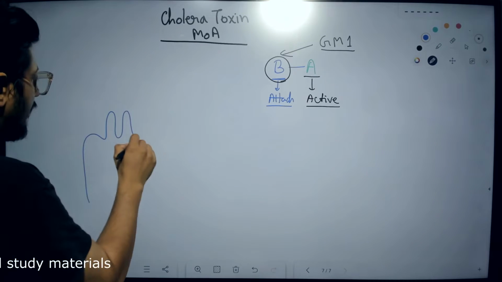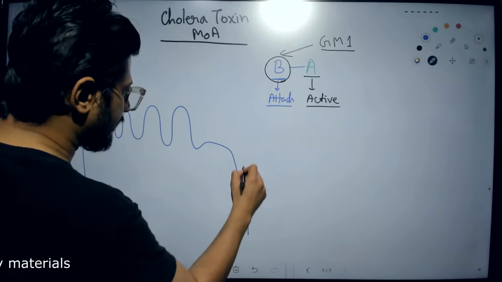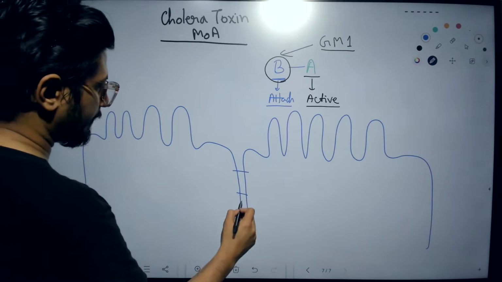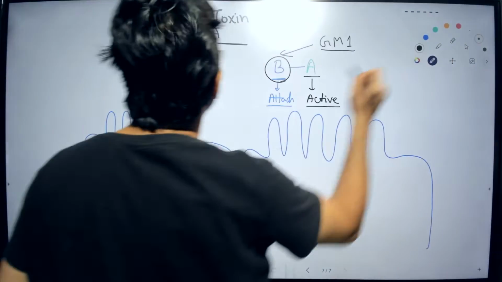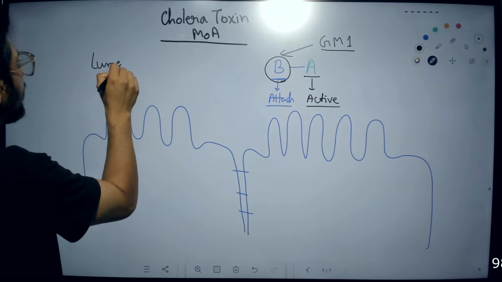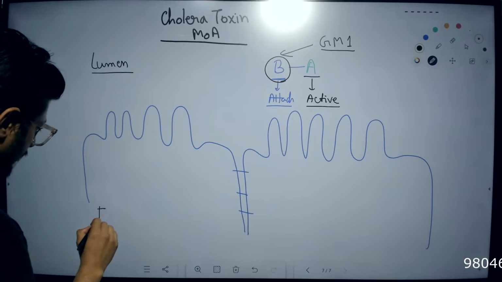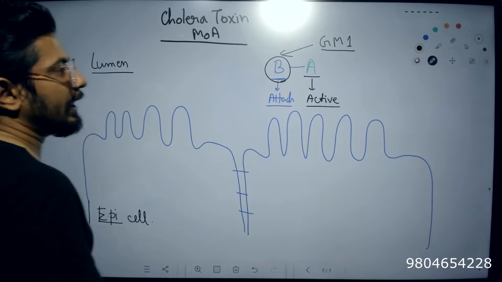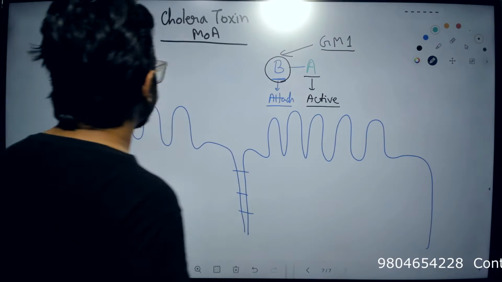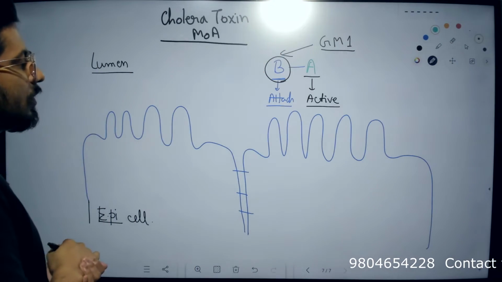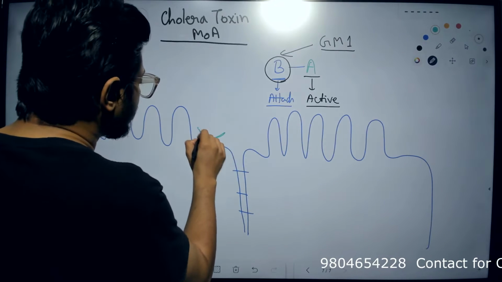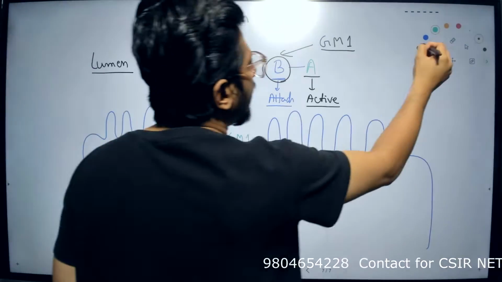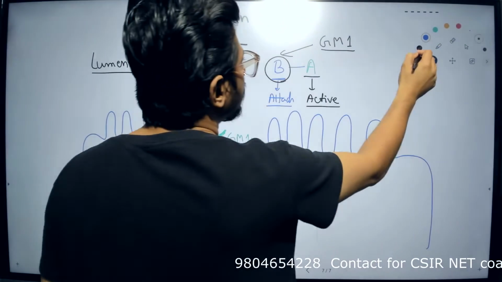So if I draw these intestinal epithelial cells like this, these are epithelial cells, and these are the junctions between the epithelial cells, and this is the intestinal lumen. So let me write it. This is intestinal lumen and these are the epithelial cells. Okay, and now I'm also going to draw the effect of the toxin here. So let's imagine that on the cell surface there is a receptor. This is ganglioside receptor, GM1 receptor, and to this GM1 receptor our toxin will bind.